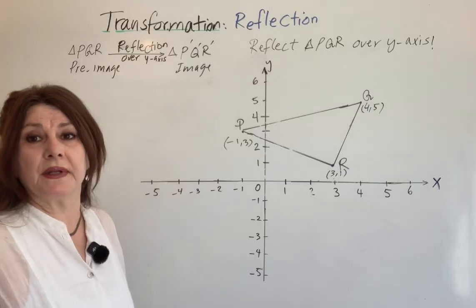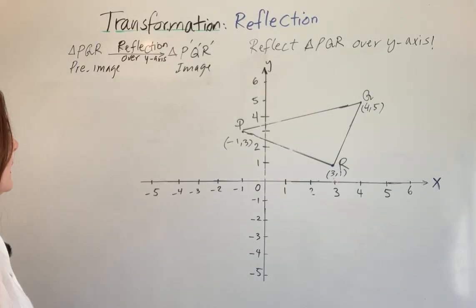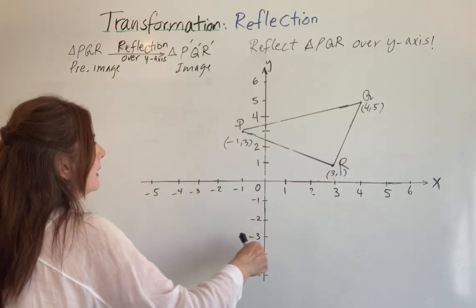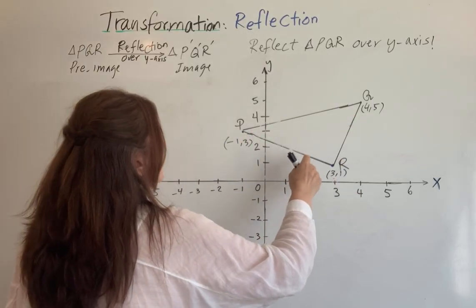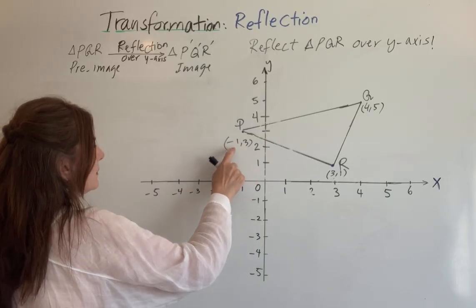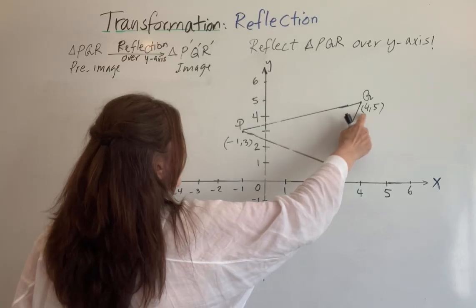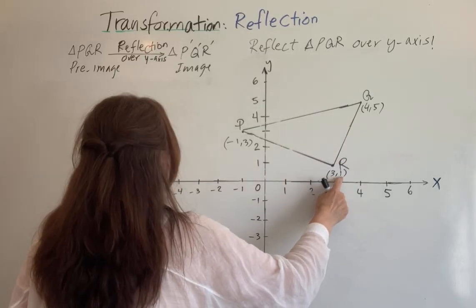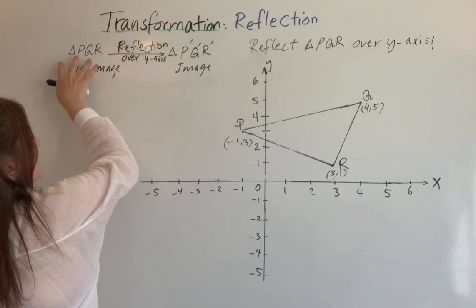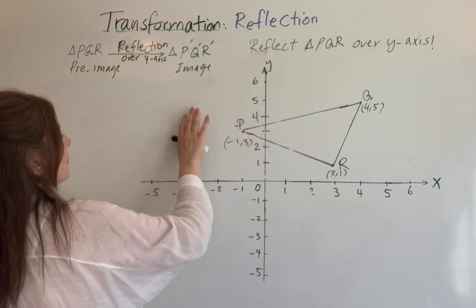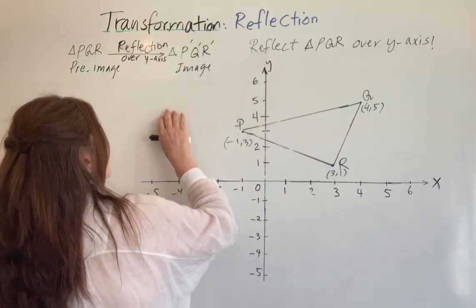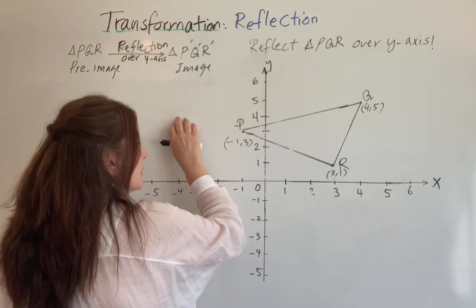We call this reflection. Okay, we have a triangle on the coordinate plane, PQR. The coordinate value is -1, 3 for P. Here is 4 and 5, 3 and 1. We want to reflect this triangle over the y-axis, okay? Over the y-axis must be symmetric to this one.